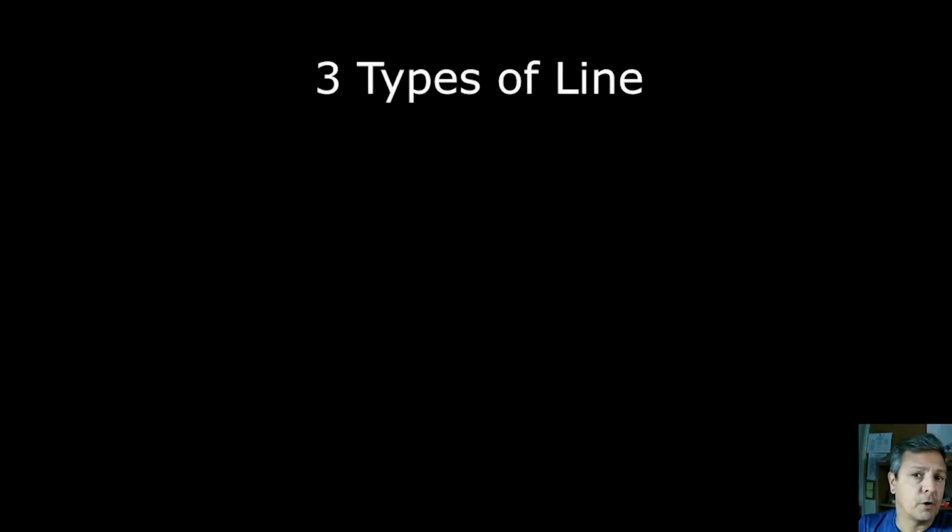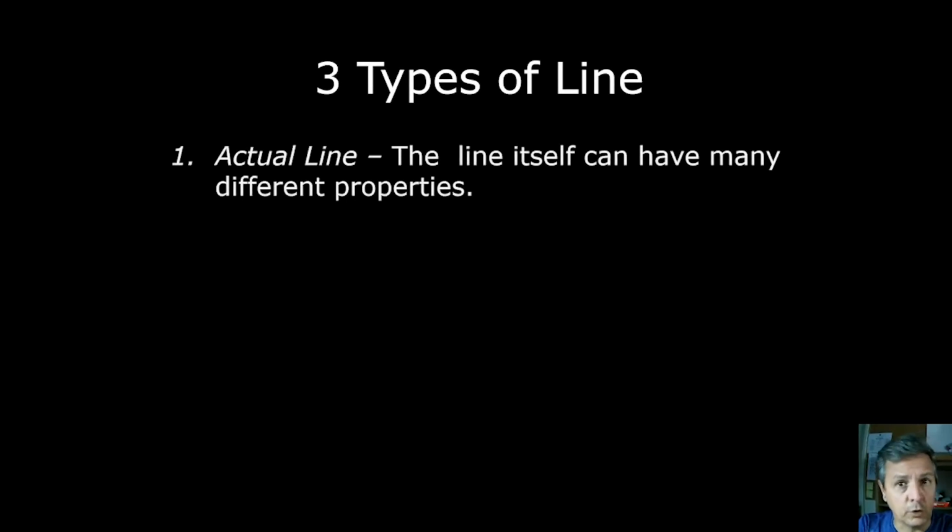So there are three types of line. Let's just review. We have the actual line, where you actually create a line uninterrupted.